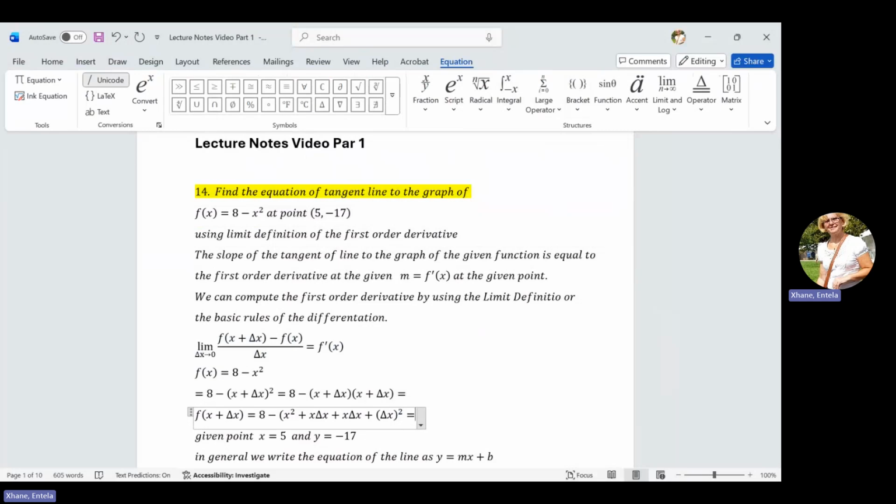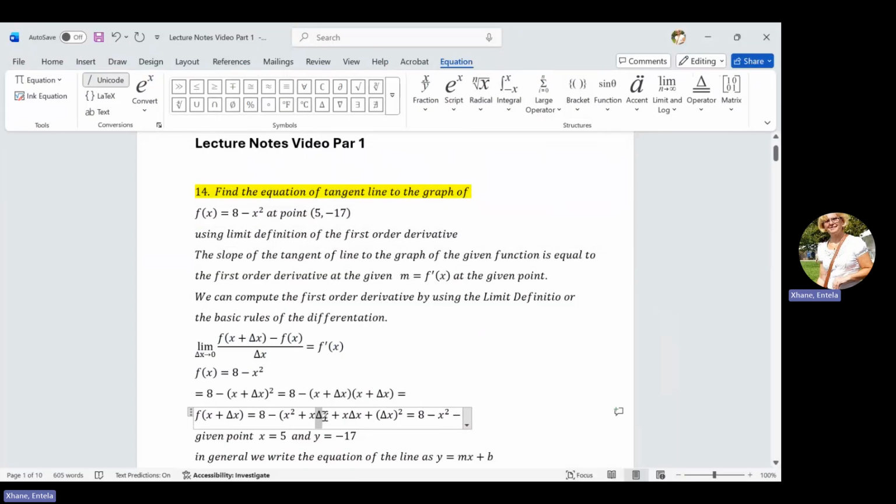And now I can distribute the minus in front of it. So that's going to be 8 minus. Let's see if I can copy these elements. So x minus x squared. Then I have another minus due to the distribution.